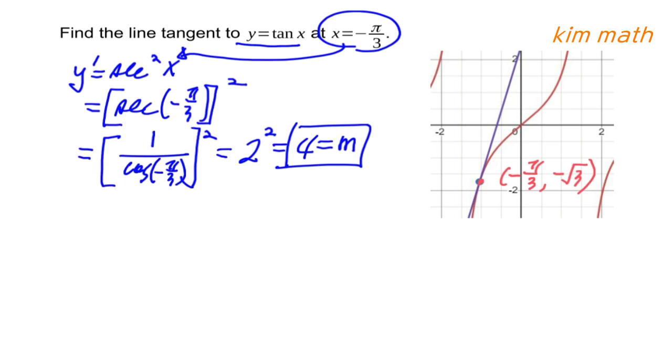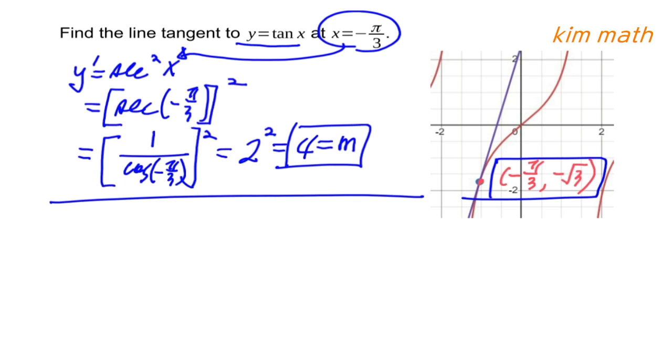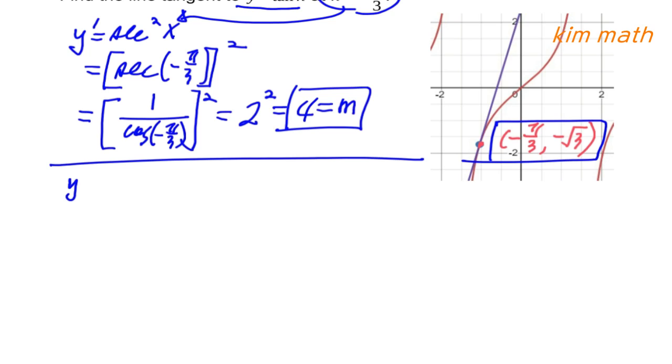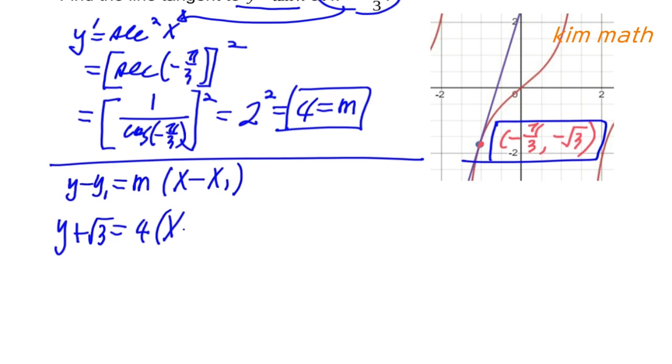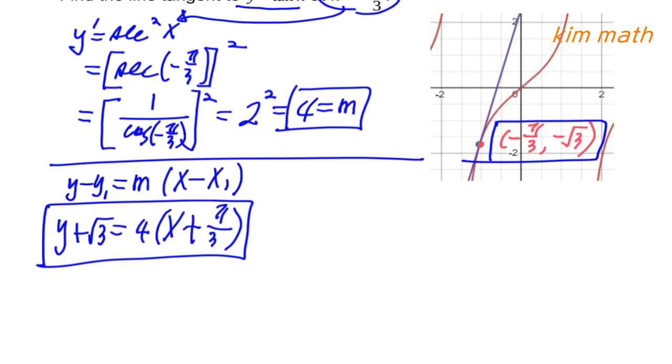So we have a slope and we have a point through which the line passes. So we can use the point-slope form. What is the point-slope form? y minus y1 equals m times x minus x1, right? So y minus y1, so here m times x minus negative pi over 3. Okay, this is the equation of this tangent line. Good.